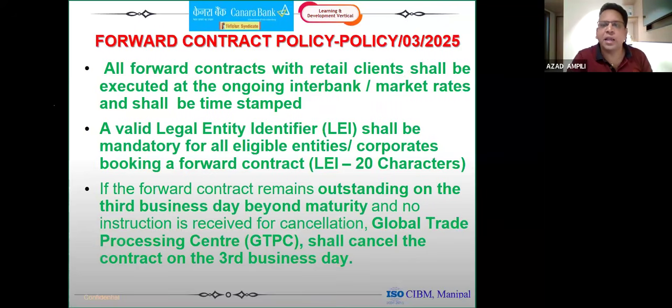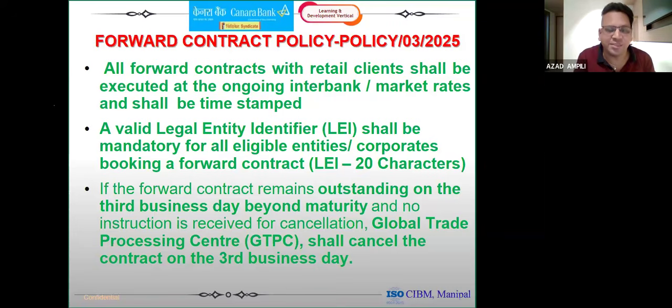Forward contract policy 3/22, please note this. Due to time shortage, I can't deal with the foreign currency, so this policy you can read. Last year also it was the same policy, no changes at all. I'm going to deal with only the changes. If somebody wants to book a forward contract, the main thing is he should have an IE code, import export code, and he should also have a legal entity identifier. How many characters will it be? 20 characters.